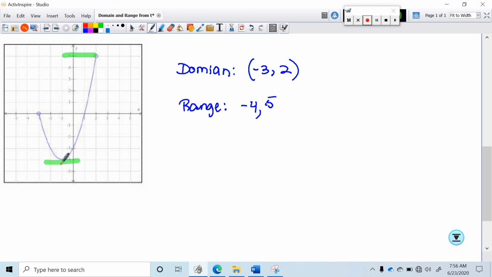Now at -4, there's no circle there. There's no hole in the graph. If there's no hole in the graph, you use brackets. At +5, there is a hole. It's an open circle, so use parentheses. So just be careful with that, because for the range, we didn't look at this little dot over this circle over here. It didn't matter.